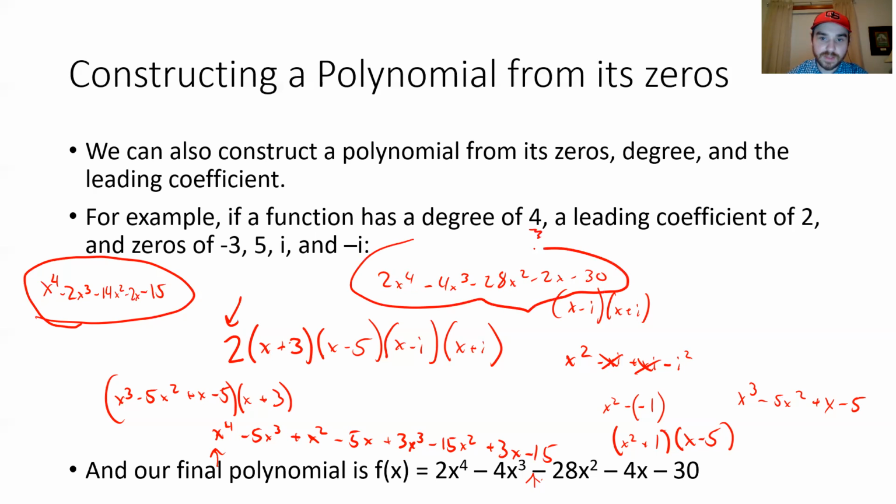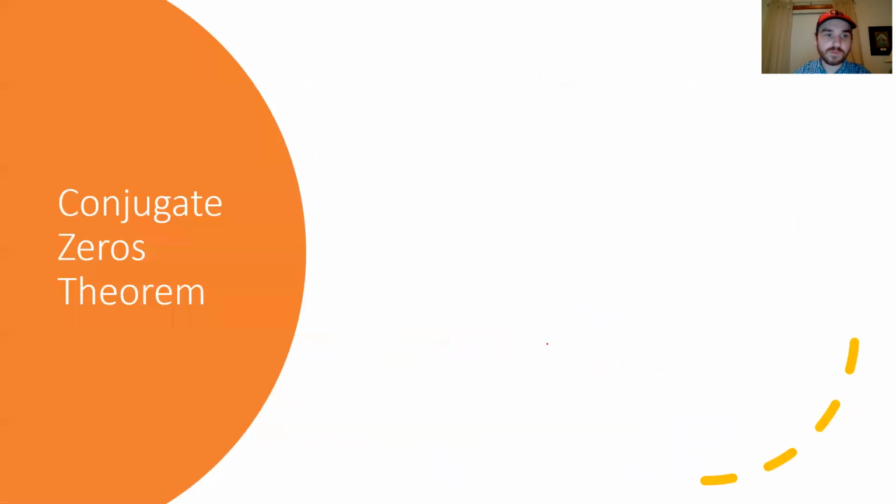Okay, there's all of that there. Sorry, I just completely forgot about this 2 that's right here. But the actual multiplication is correct. If you multiply each of these terms by 2, you'll get that. Okay, moving on. The conjugate zeros theorem. Now, this is going to sound a little bit complicated, but it's actually very, very helpful, and it's really not as difficult as it sounds.